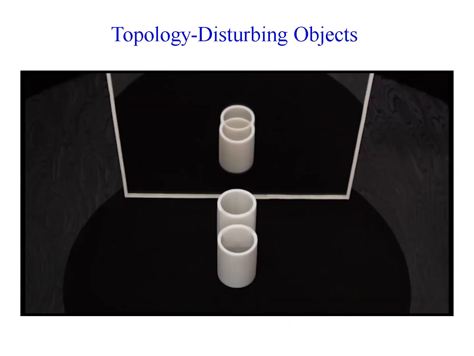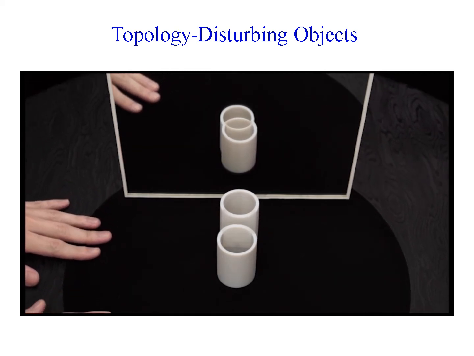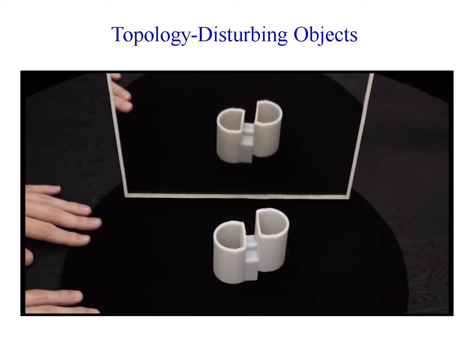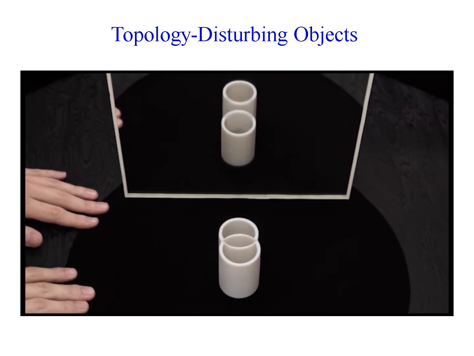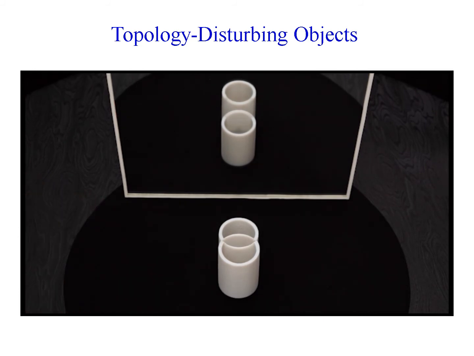In the next example, we have two cylinders separated from each other, but they are intersecting in the mirror. The trick is the same as the ambiguous object, but the visual effect is different. Each object does not change in the mirror, but their topology, the way of connection, changes. We call it a topology-disturbing object. This is the fourth class of impossible object.